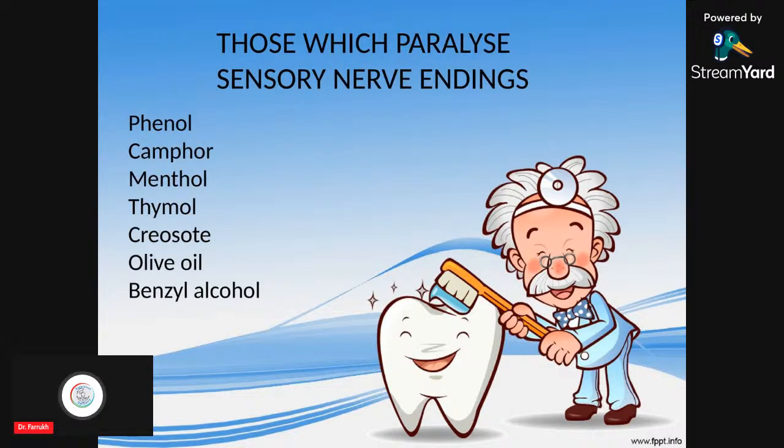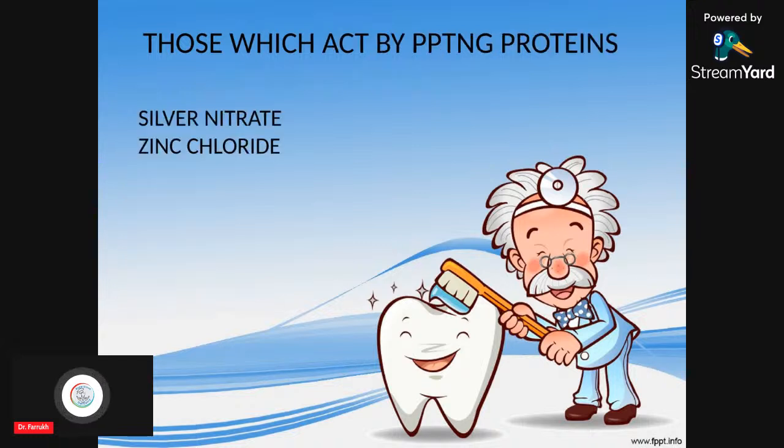Now, further, which are the agents which paralyze the sensory nerve endings? You should know their names: phenol, camphor, menthol, thymol, creosote, olive oil, and benzyl alcohol. So these are the agents which paralyze the sensory nerve endings. The agents which act by precipitating the proteins are silver nitrate and zinc chloride. This can come in your MCQ in the exam, so you should know that.